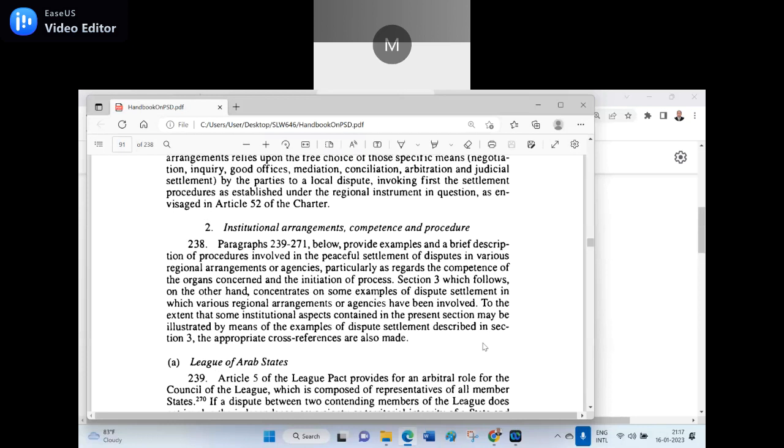But we can start with the point here: section 3, which follows, on the other hand, concentrates on some examples of dispute settlement in which various regional arrangements or agencies have been involved. In dispute settlement, the regional agencies are the institutions involved, and the institutional aspects contained in the present section may be illustrated by means of the examples described in section 3, with appropriate reference also made. So section 3 of the UN Charter is there, from where you can tap it. But we cannot remember all the articles and sections, so we can just say that one of the sections of the UN Charter deals with the institutional arrangement, competency, and procedure to resolve international disputes in an amicable way.